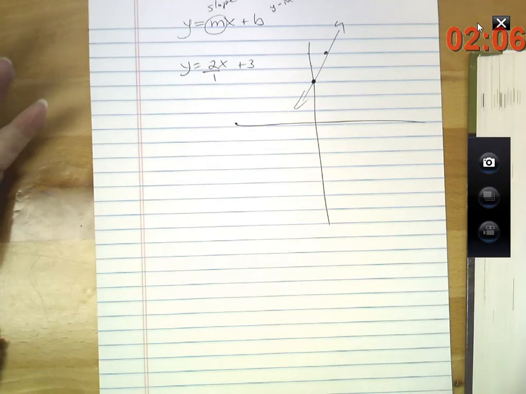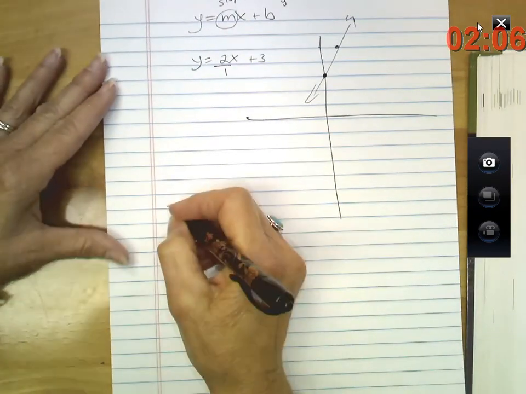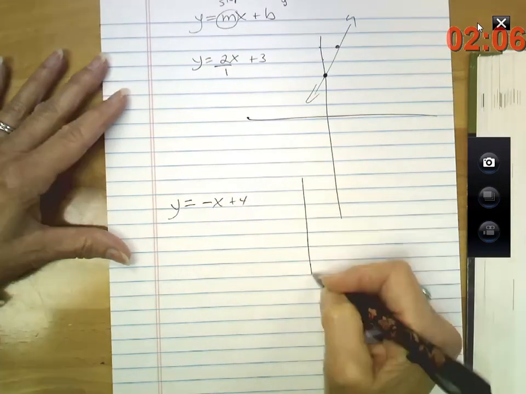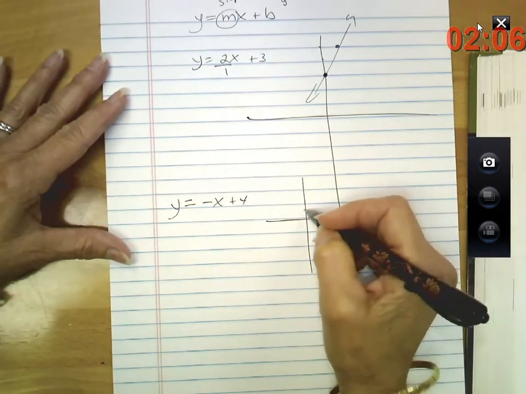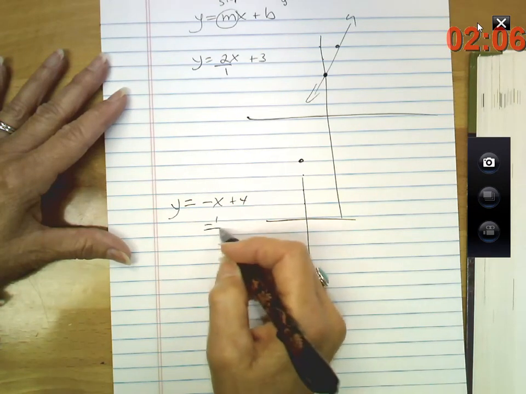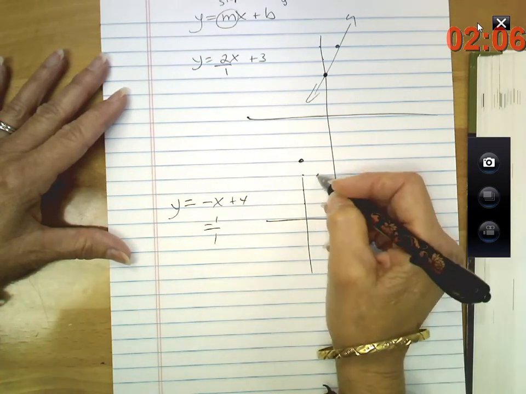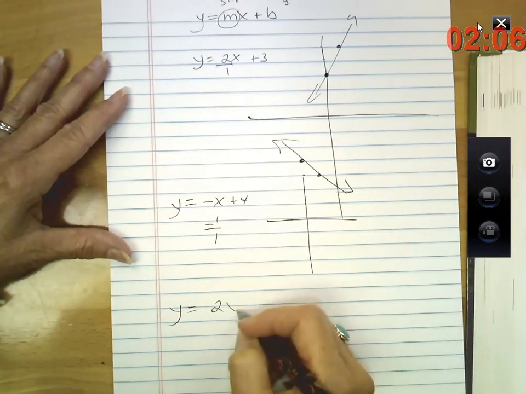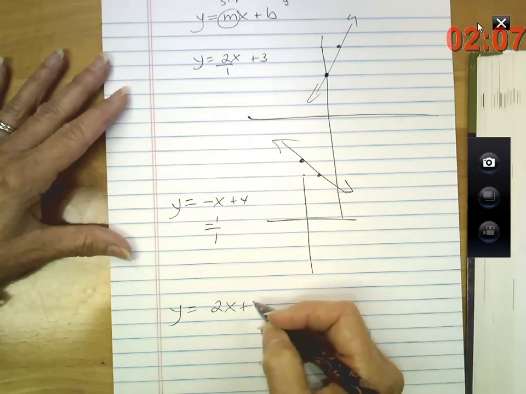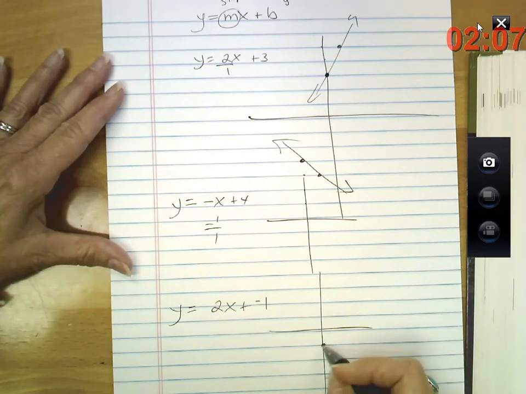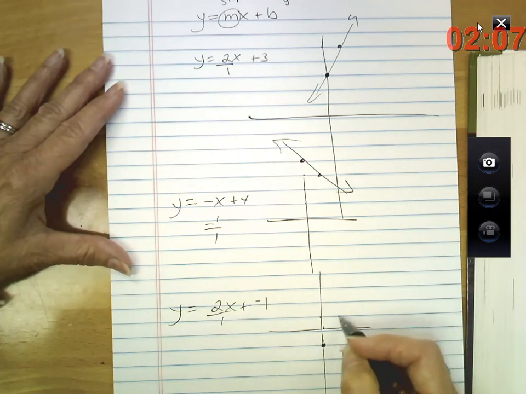It's easier to do like that, isn't it? Okay, if you have, let's do some of these that we did a while ago. Y equals negative x plus 4. Okay, here's my y-intercept. 1, 2, 3, 4. That's the same thing as a negative 1 over 1, negative 1, down 1. So it's like that. If I have y equals 2x plus, let's say, negative 1, it crosses at negative 1, and I go up 2 and over 1.